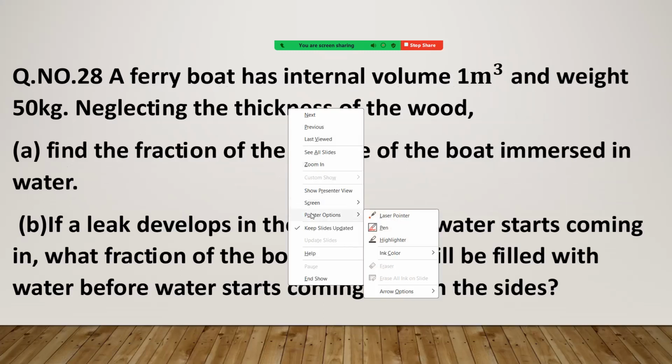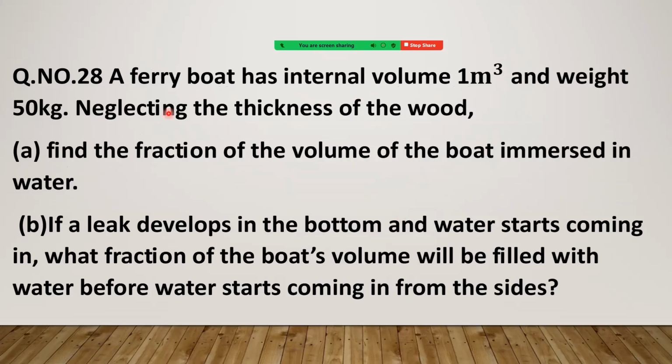Right, see the question. A ferry boat has internal volume 1 meter cube and weight 50 kg. Neglecting the thickness of the wood, find the fraction of the volume of the boat immersed in water. Next, if a leak develops in the bottom and water starts coming in, what fraction of the boat's volume will be filled with water before water starts coming in from the sides?